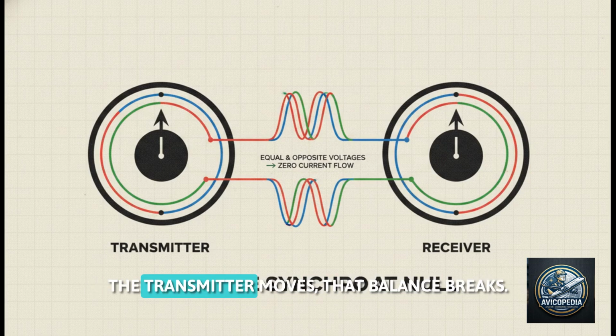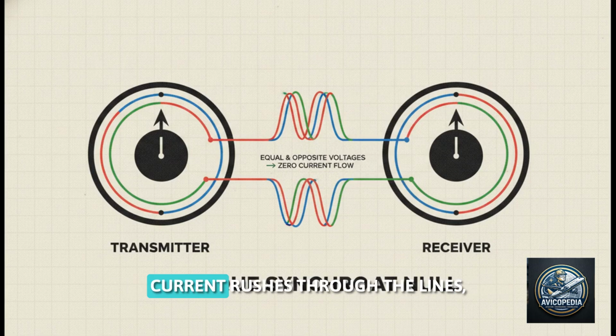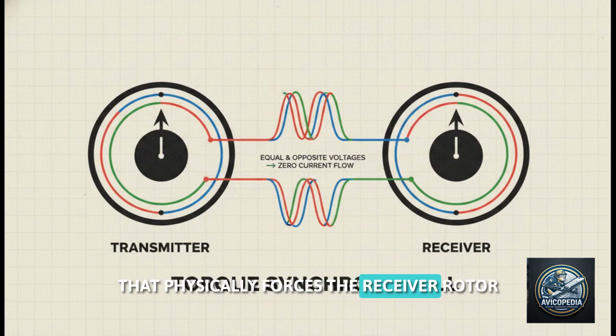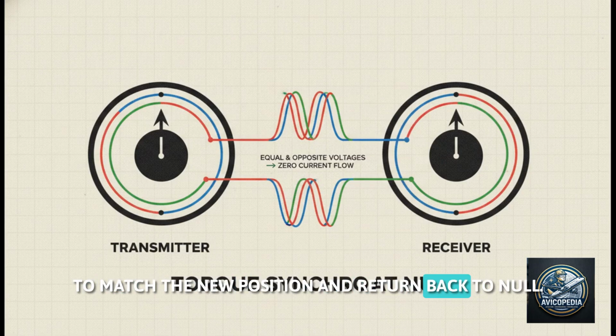But the second the transmitter moves, that balance breaks. Current rushes through the lines and it creates a magnetic torque that physically forces the receiver rotor to match the new position and return back to null.